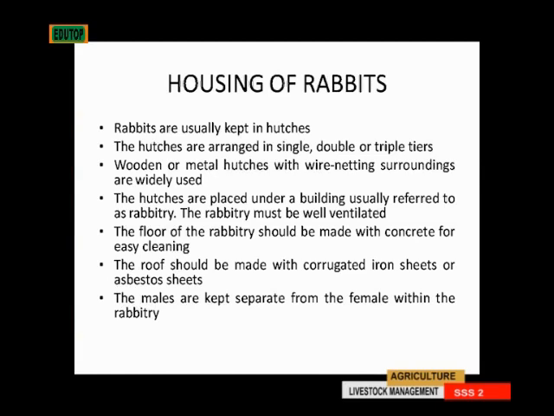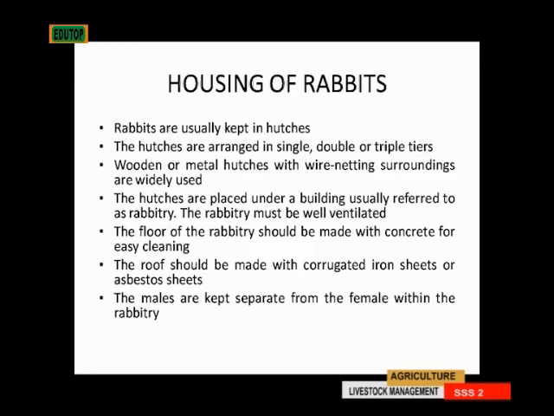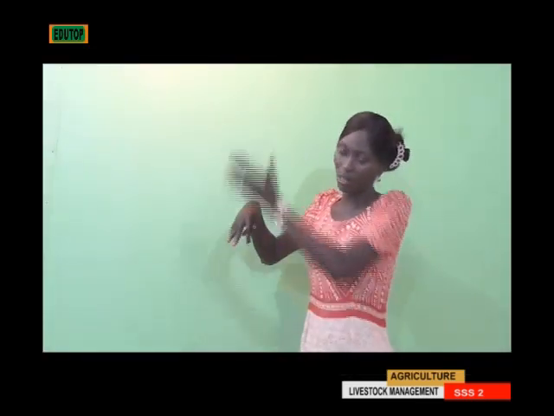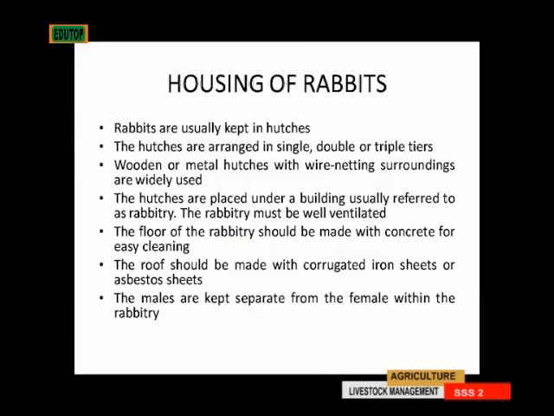Now let's look at the housing of rabbits. What is their housing about? The houses of rabbits are called hutches. Rabbits are usually kept in hutches. Then the hutches are arranged in single, double, or triple tiers. That is, it can be single, you can make it double, like a storey building, or triple tiers, like a 2-storey building. Then wooden or metal hutches with wire netting surroundings are widely used.